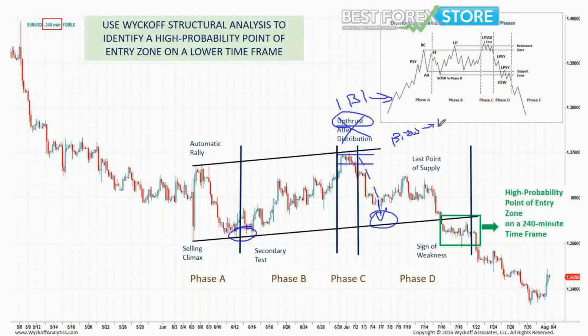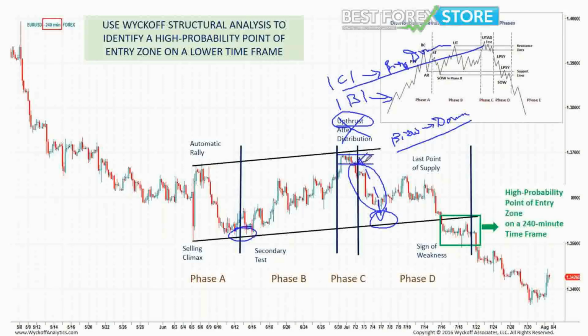It's downside. Okay. And then if we're thinking that this is phase C, upthrust of the distribution, what's the bias there? It's also downside. So in both cases, the bias is to the downside, whether we are right about which phase we are in or not, and therefore we can trade intraday to the downside.